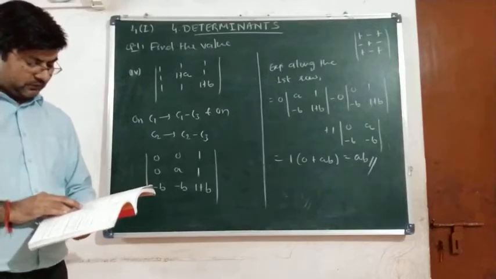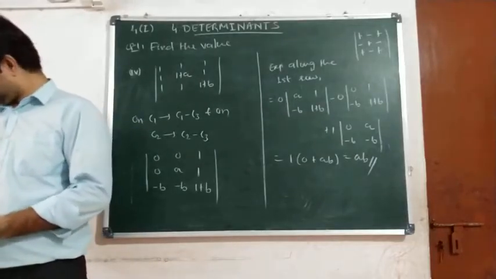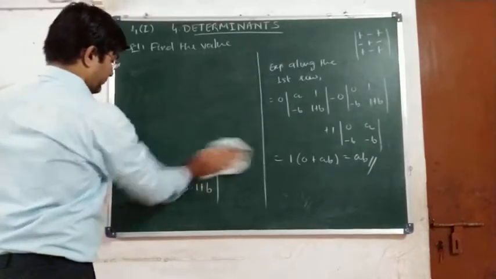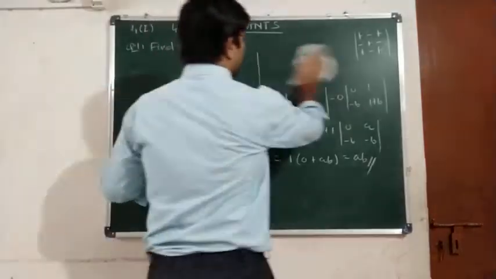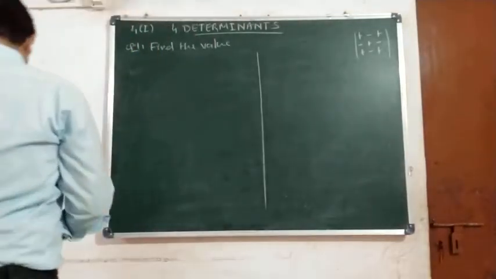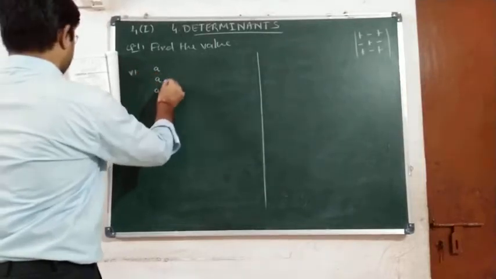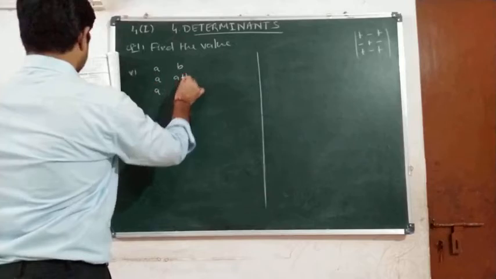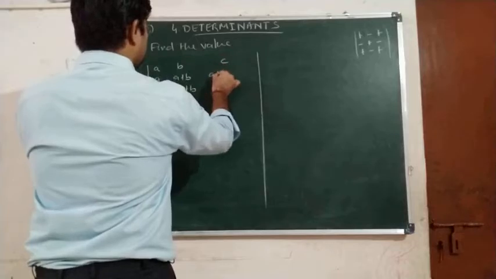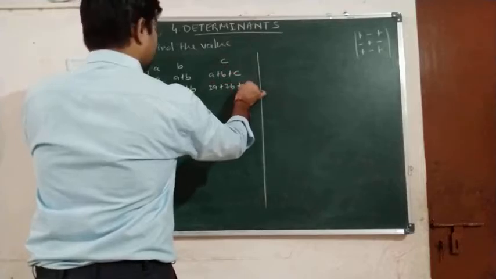Okay, so the fourth one we have done. Now the fifth one. Now the fifth determinant: a, b, a plus b, 2a plus b, and c, a plus b plus c, 3a plus 2b plus c.